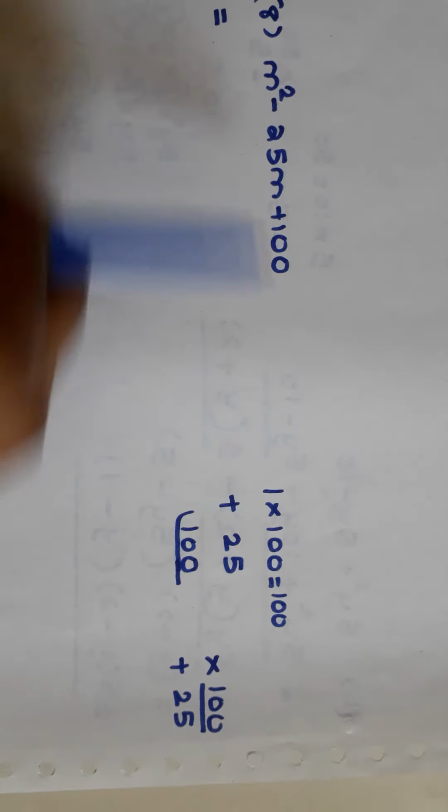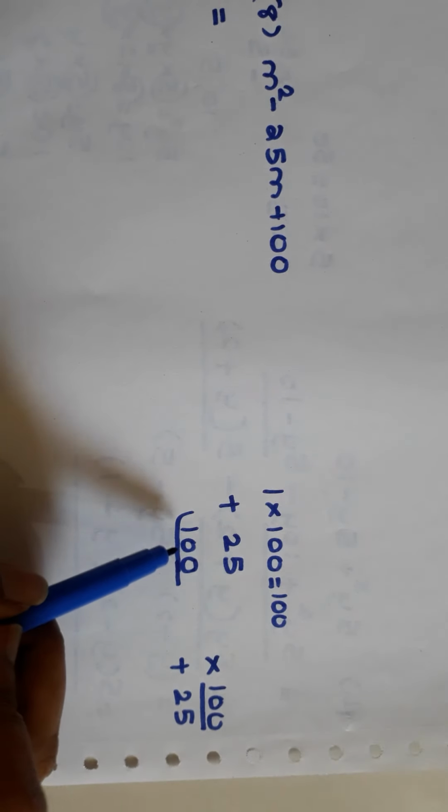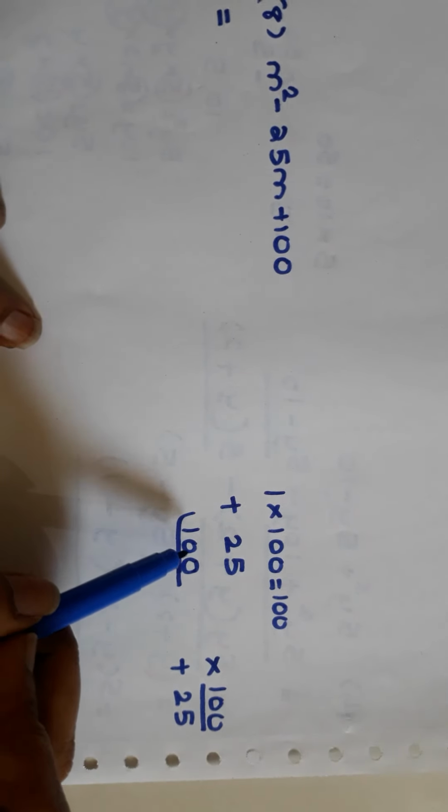See here, we cannot assume the factors, so we will carry out the method of prime factorization. And we will take the prime factorization of the number which we get by taking the product of the coefficient of the first term and the constant term. So here that product is 100. So take the prime factorization of 100. You already know what prime factorization is.